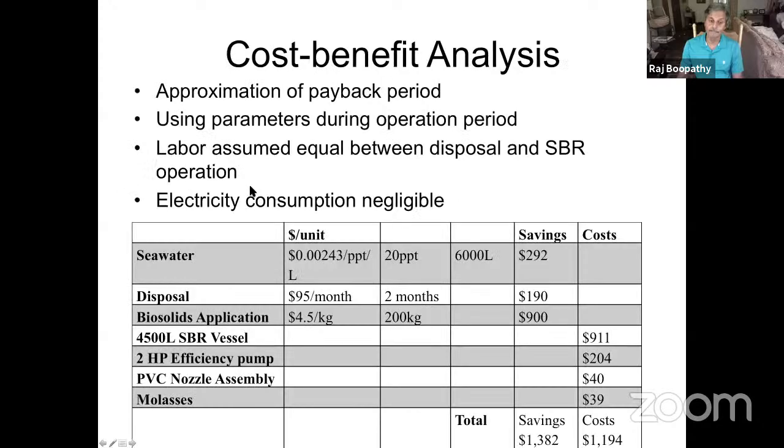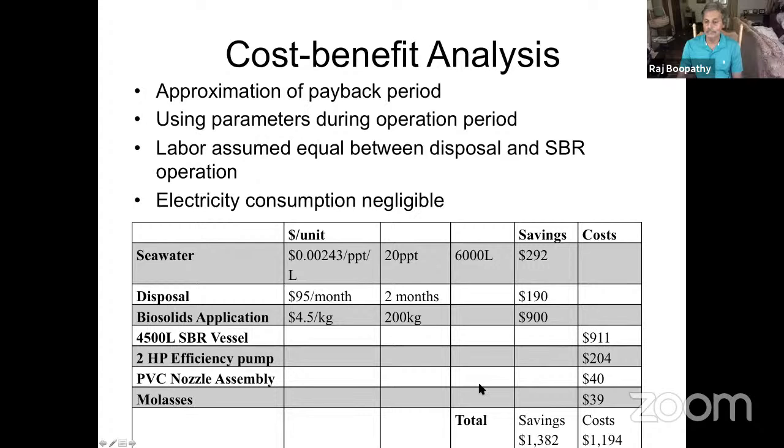Okay. And then we did the cost benefit analysis. We put all this together, how much it's going to cost for a small farmer. So we looked at how much it costs to truck your seawater with the 20 parts per thousand salinity, how much to dispose of the waste, how much the biosolid is going to cost, how much you spend on setting up your SBR, and you need a pump for the system, and how much molasses you're using.